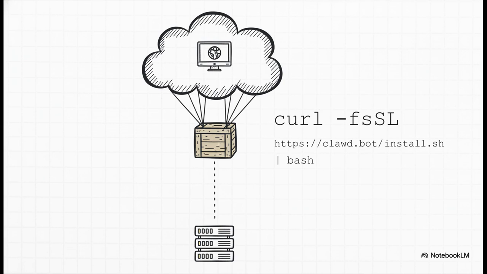The first part, curl, reaches out to the internet and downloads the installation script. Then that little vertical bar, that's called a pipe, it takes that script and pipes it directly into bash, which runs it immediately. It's one single, clean action to get everything we need.